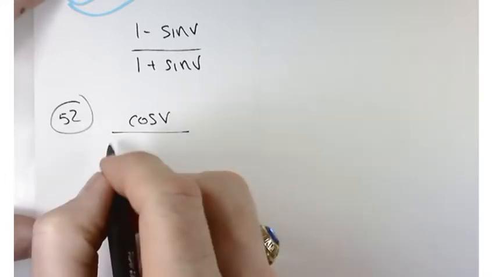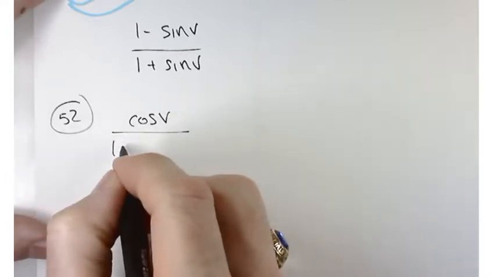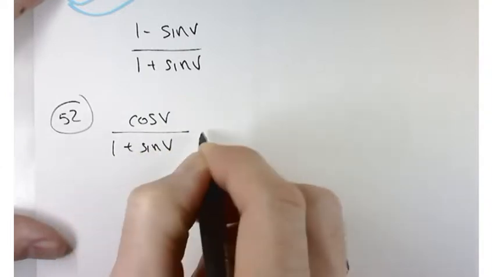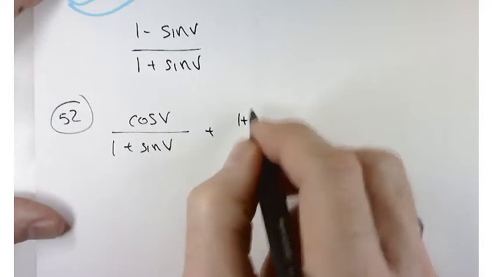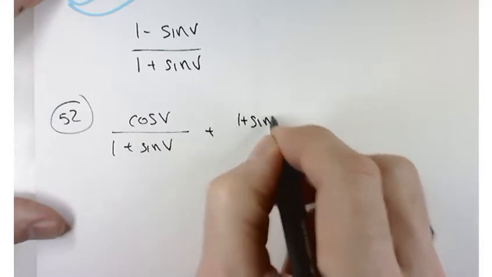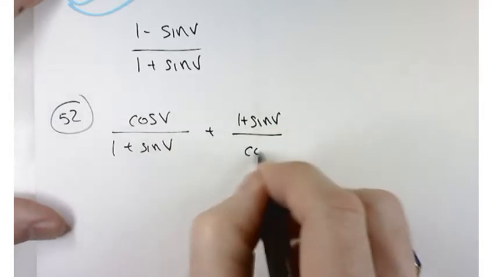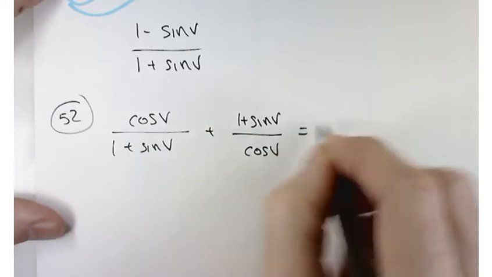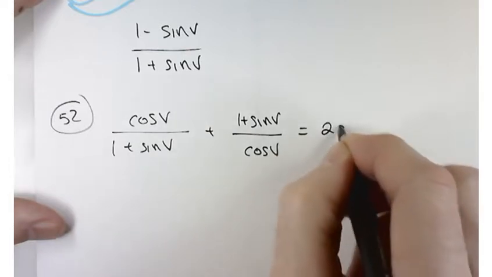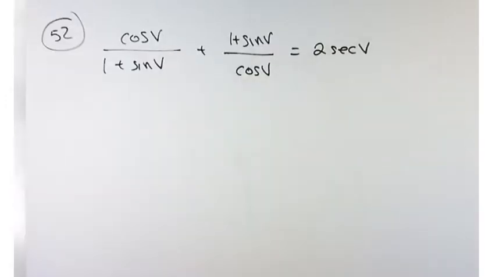Cosine of v over 1 plus sine of v, plus 1 plus sine of v over cosine of v, equals 2 times the secant of v. Wow. These things look like a real pain.